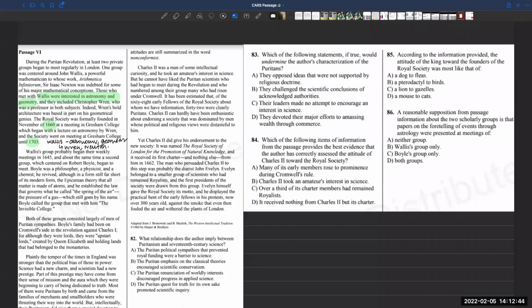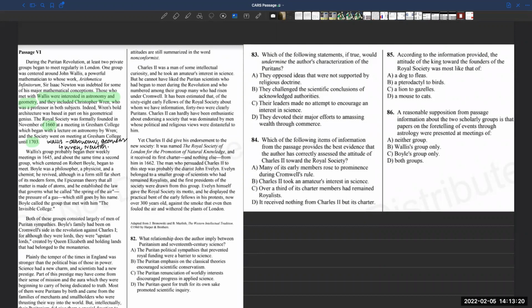Wallis's group probably began their weekly meetings in 1645, and at about the same time, a second group, which was centered on Robert Boyle, began to meet. Boyle was a philosopher, a physicist, and a chemist. He revived, although in a form still far short of its modern form, the Epicurean theory that all matter is made of atoms. And he established the law that governs what he called the spring of the air, the pressure of a gas, which still goes by his name. Boyle called the group that met with him the Invisible College.